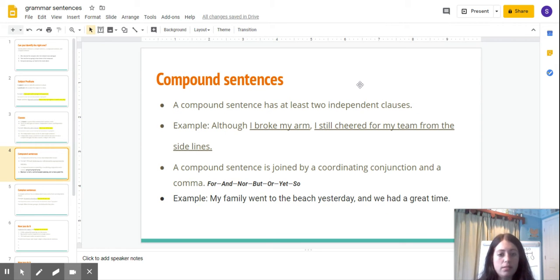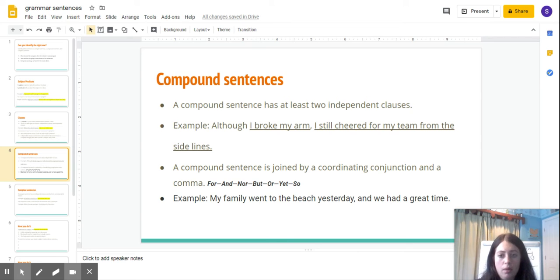So a compound sentence, a lot of you guys are doing really great compound sentences, and you guys are using and, but, and, for, and so, which is fantastic. So a compound sentence has at least two independent clauses. Remember, an independent clause is a standalone simple sentence, okay? So subject and predicate already in it.